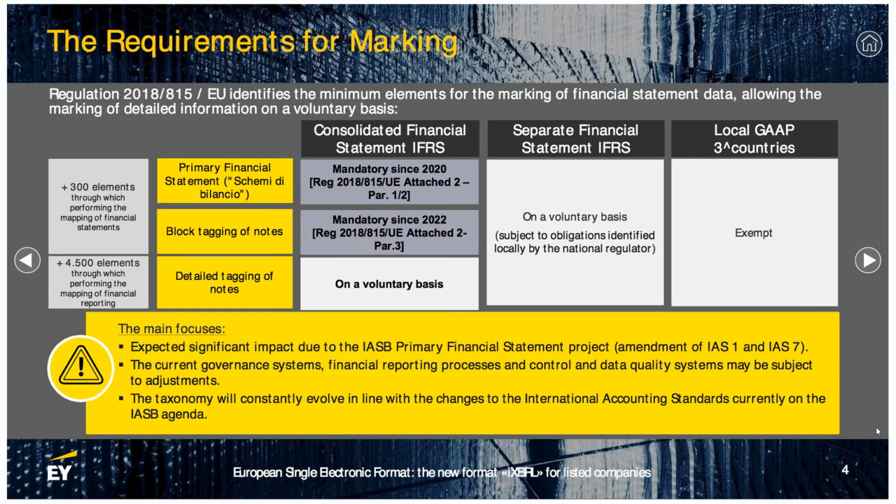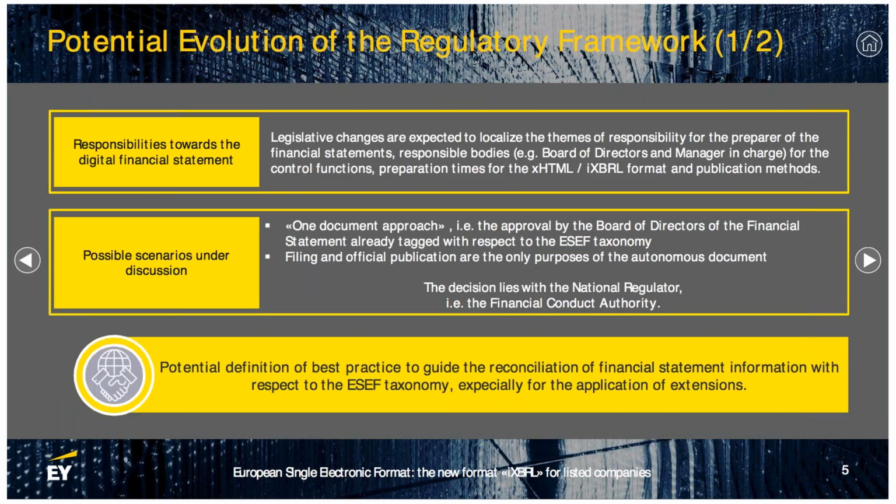And to move on, we can go to the next slides, because we have also summarized some potential evolution of the regulatory framework. So the responsibility towards the digital financial statement, the possible scenarios under discussion. Just to have a benchmark also, in Italy we are moving on a one document approach, but probably also in other countries the specific regulators are moving on this. So you have to be obliged to have one document that has to be approved by the board of directors and also by the auditors. I don't know if it's the same in the European countries, but this is the way and probably could be taken. Potential definition of best practices to guide the reconciliation of financial statement information with respect to the ESEF taxonomy, especially for the application of the extension. But the things about the extension I will speak about in the next slides.